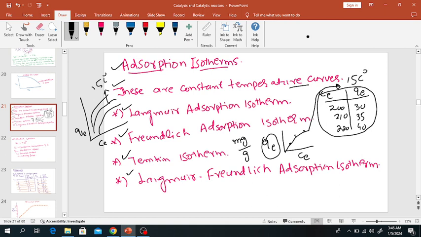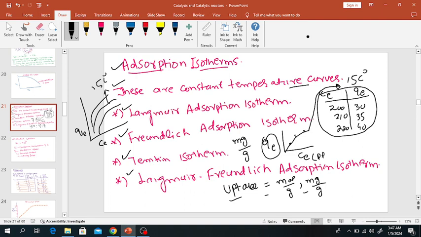It is called the adsorbent uptake. Adsorbent uptake or the catalyst uptake shows how many moles of adsorbate are attached to 1 gram catalyst, or how many milligrams of adsorbate are attached to 1 gram catalyst. So this is the equilibrium uptake, and this is the equilibrium concentration.